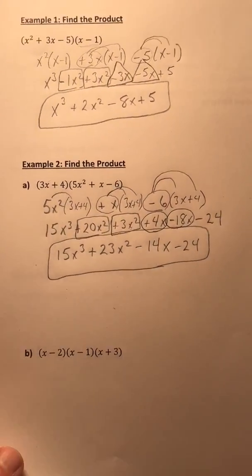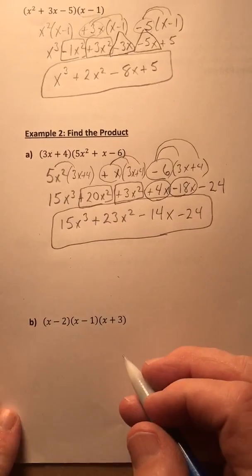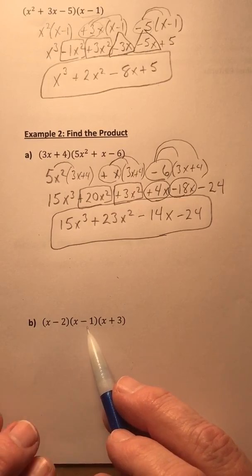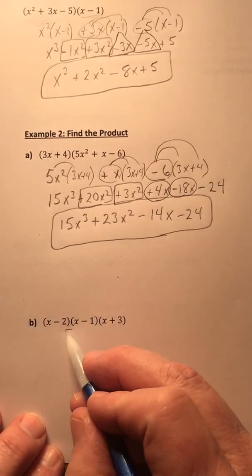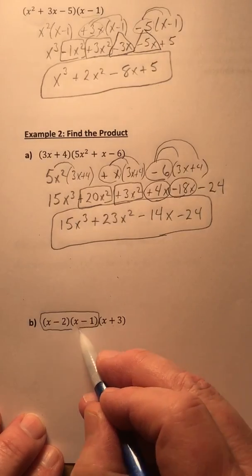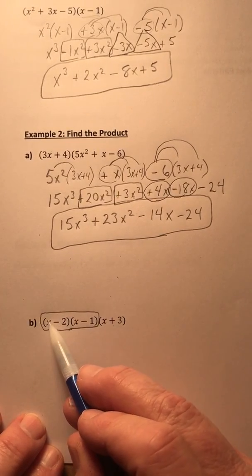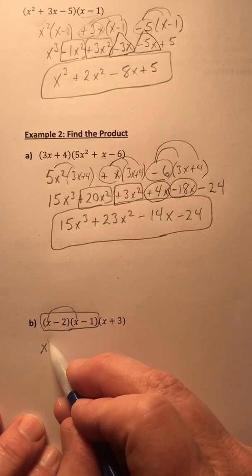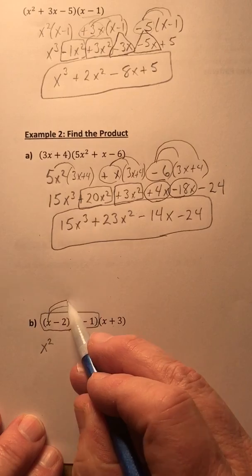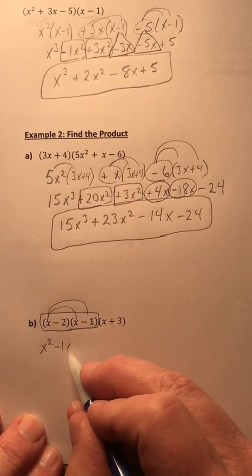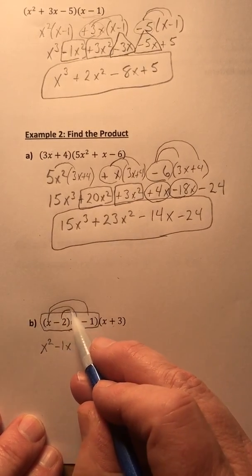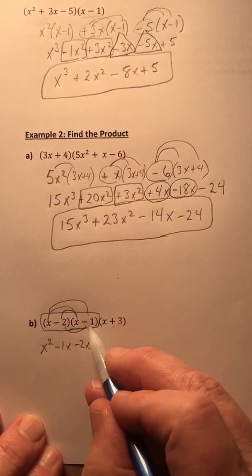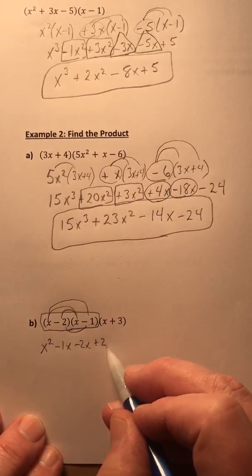So the only other multiplication you need to see is this one. You have three binomials we're going to multiply together. The easiest way is just to take any two of them. So I'll just take the first two, and we would FOIL them out. So FOIL, remember, first times first. So x times x gives us x squared. Then outer, x times negative 1, negative 1x. And then inner, negative 2 times x, negative 2x. And then last, negative 2 times negative 1 gives me a positive 2.